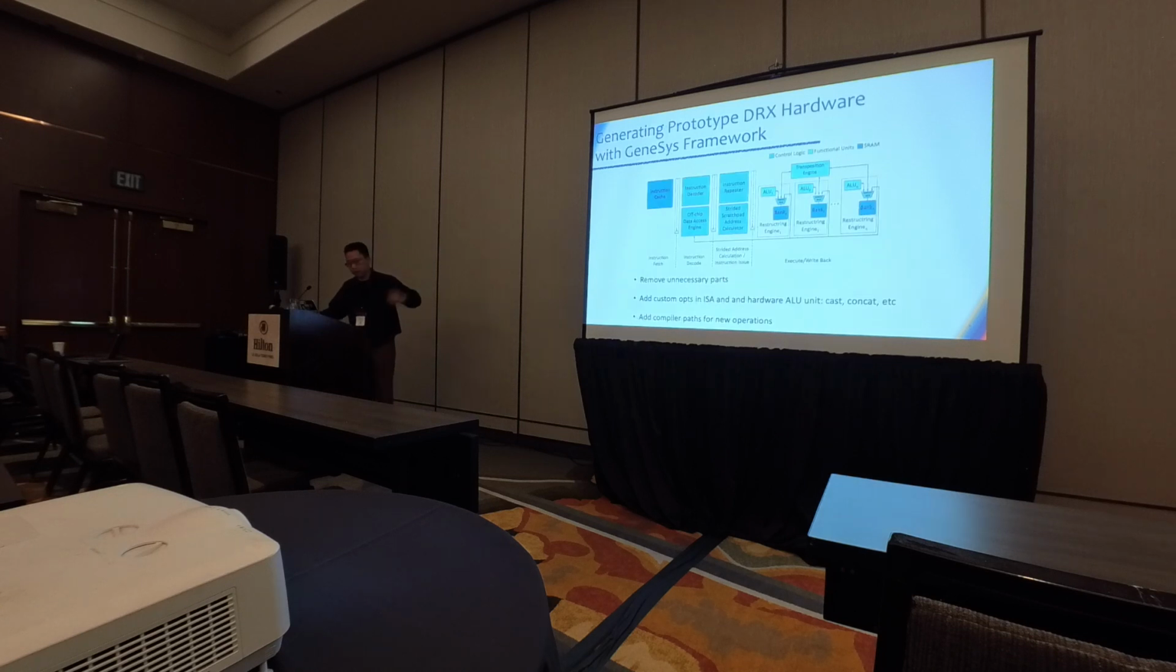So basically, we designed this DRX hardware prototype with the GeneSys framework. I remember somebody asked if we can delete stuff. So basically, we just went into the RTL and deleted a bunch of stuff that is never used in this specific workload, and we added specific ops such as cast, concatenation, etc., that happen a lot inside data motion kernels, to become the specific accelerator for data motion.